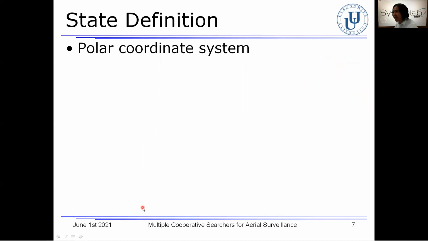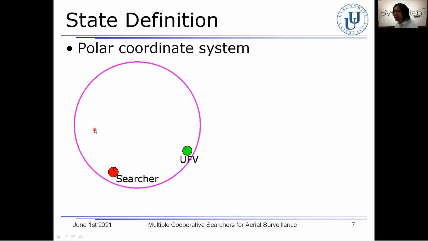For cooperative surveillance, the searcher state is defined on the basis of the relative position and the direction to the target UFV and other searchers. For this purpose, the polar coordinate system centered on the host searcher is used for state definition. In this figure, the positions and the moving directions of the searcher and the UFV are represented by x, y, and theta in the 2D plane. The information is known to both the searchers and UFV.